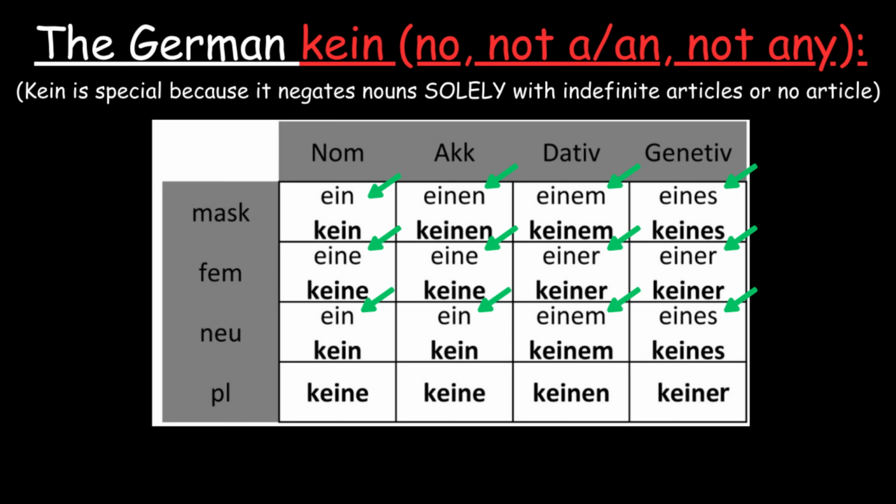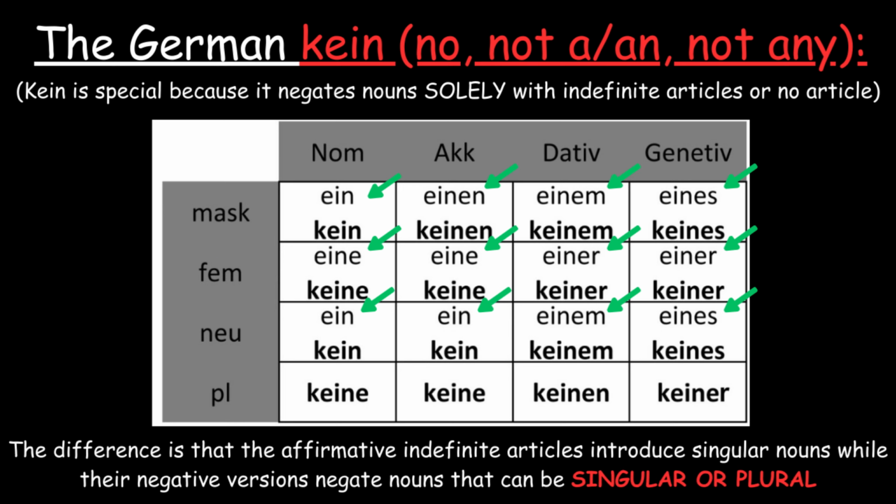The pair of words are both used before nouns that are not well known, but the difference, aside from the letter k, is that the affirmative indefinite articles introduce singular nouns while their negative versions negate nouns that can be singular or plural. This is the purpose of kein and its negative modifications, so it's very important to understand how kein gets modified in every case.